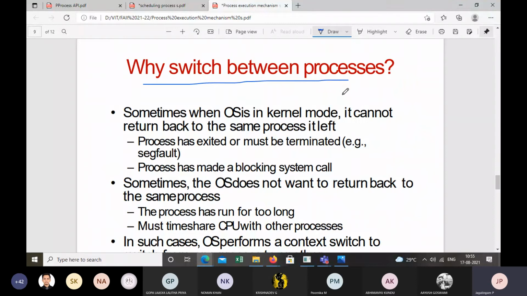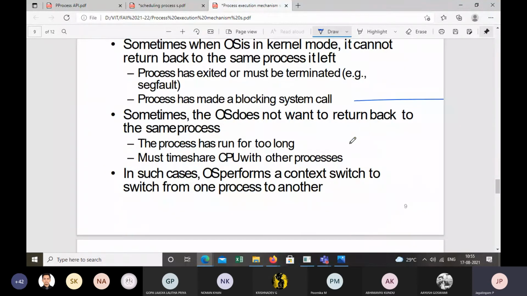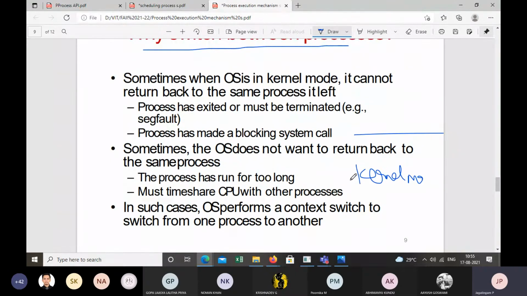Now we know why we switch between processes. When the CPU is in the kernel mode, the operating system decides whether to go back to the same process in the user mode or not. Now, what are the different cases? Why will it not go back to the same process? The first is that the process may have exited or been terminated, right? The process is no longer available in the user mode. In that case, the operating system will not go from the kernel mode to the same process in the user mode. The second case is when the process made a blocking system call.